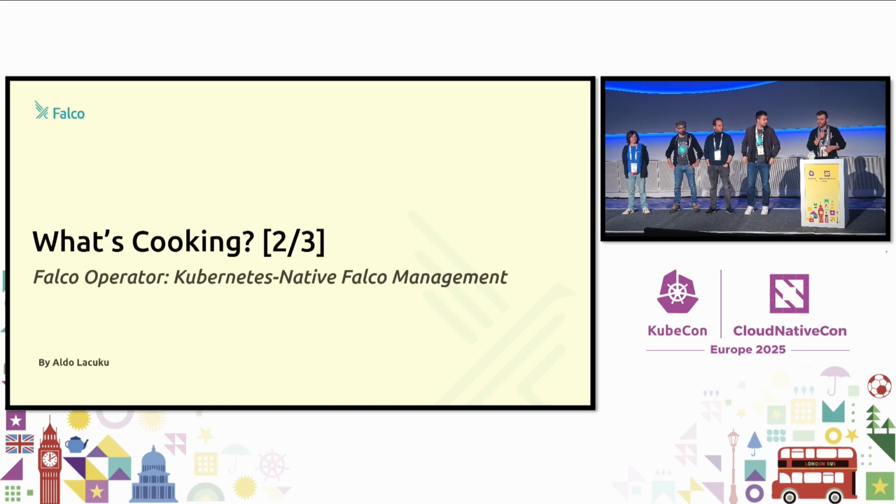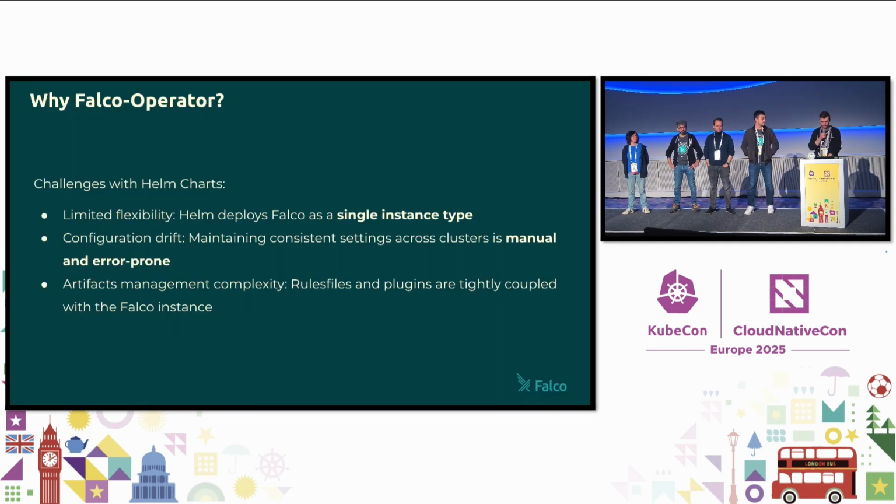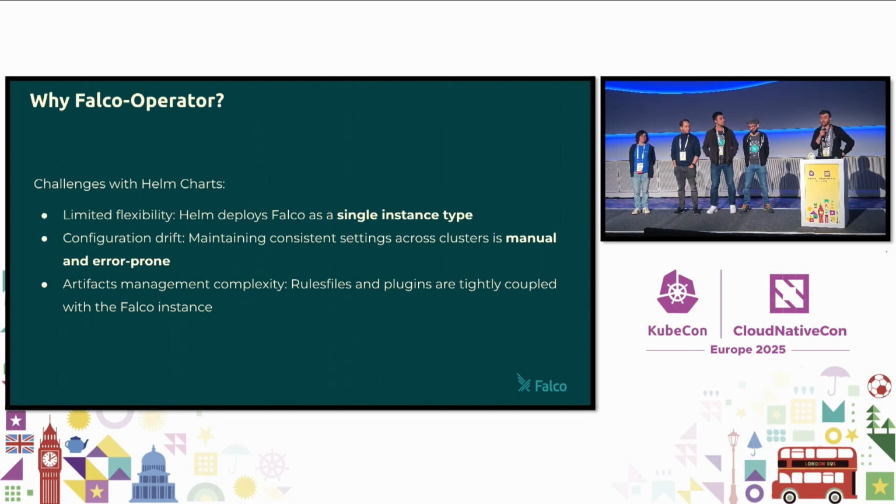Okay, the Falco operator, a Kubernetes-native Falco management. Well, why the Falco operator? Well, why not? No, just kidding, we really need it. So when running Falco with the Helm charts, we quickly run into limitations, and some of these limitations are that we have limited flexibility, and the reason is that Helm deploys Falco as a single instance type, meaning that if you need a daemon set, and after that you need a deployment, you will need another Helm release, and that will be, let's say, a burden for many of us.